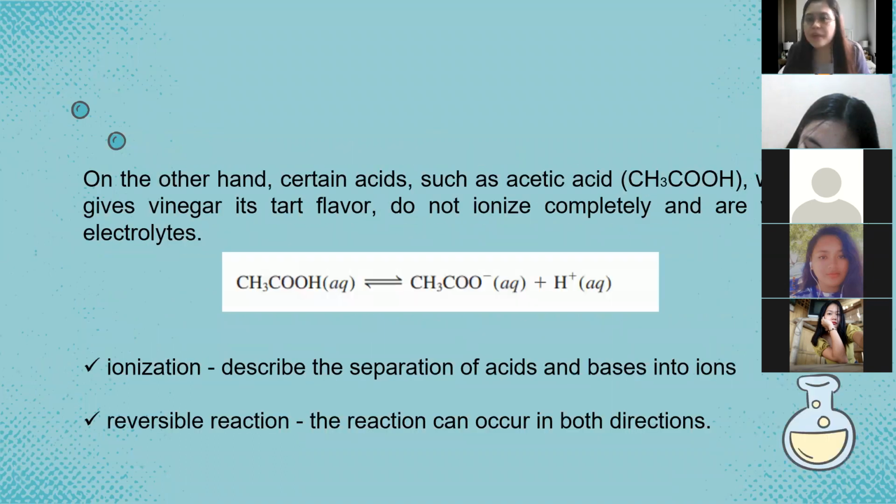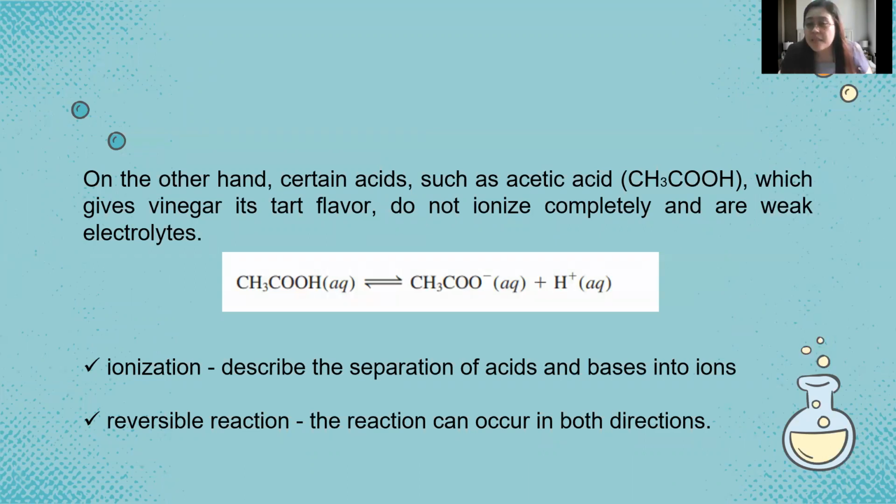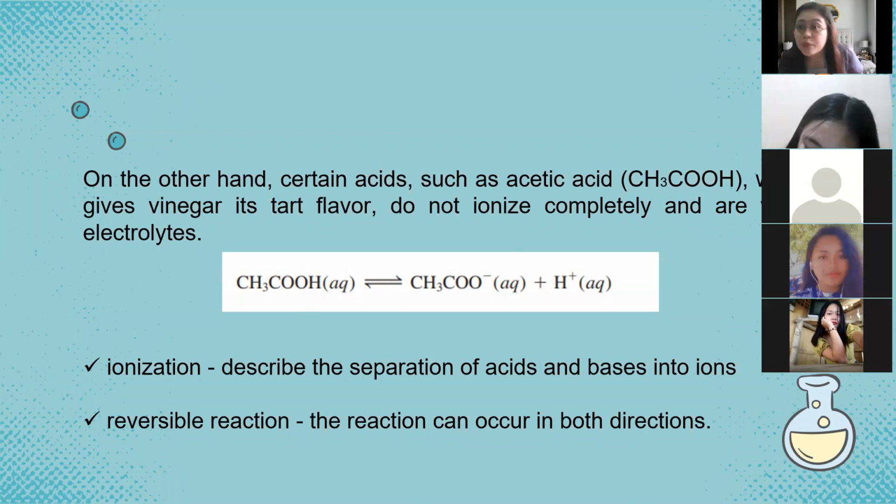On the other hand, we have organic acids such as the acid found in vinegar, acetic acid, which does not ionize completely in water. It is a weak acid, so it is only a weak electrolyte. So its ionization is not complete. Again, when we say ionization, it is the separation of acids, bases, or even our salts into ions. When they give ions once dissolved in water, the process is ionization, and it will be classified as an electrolyte.